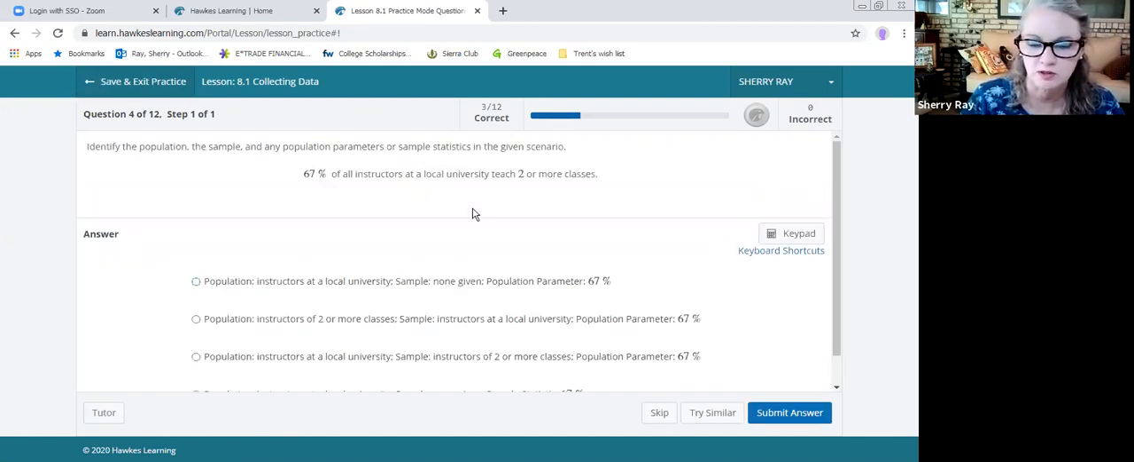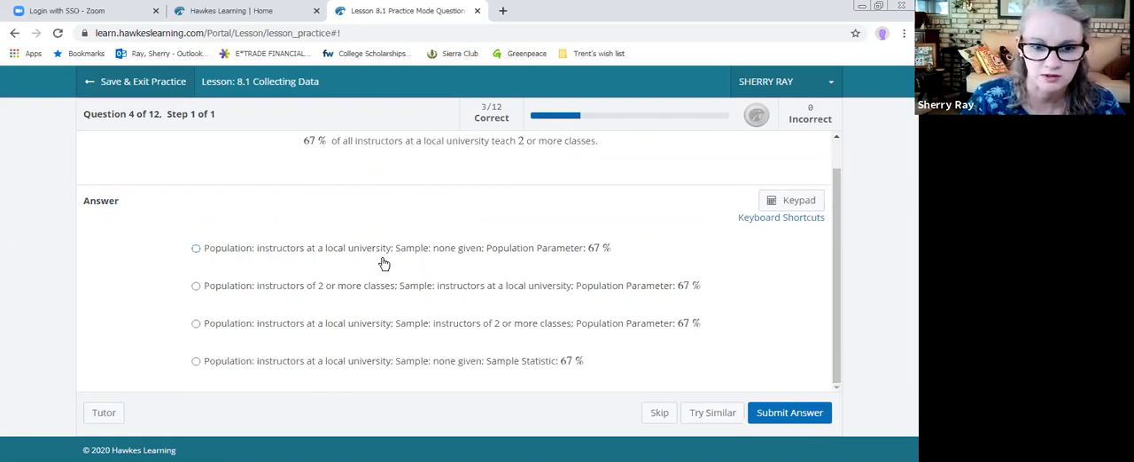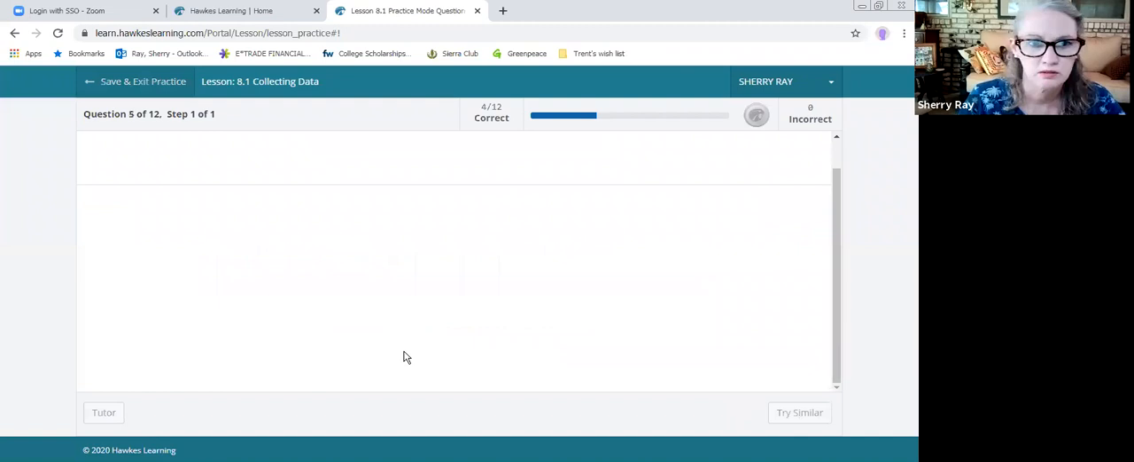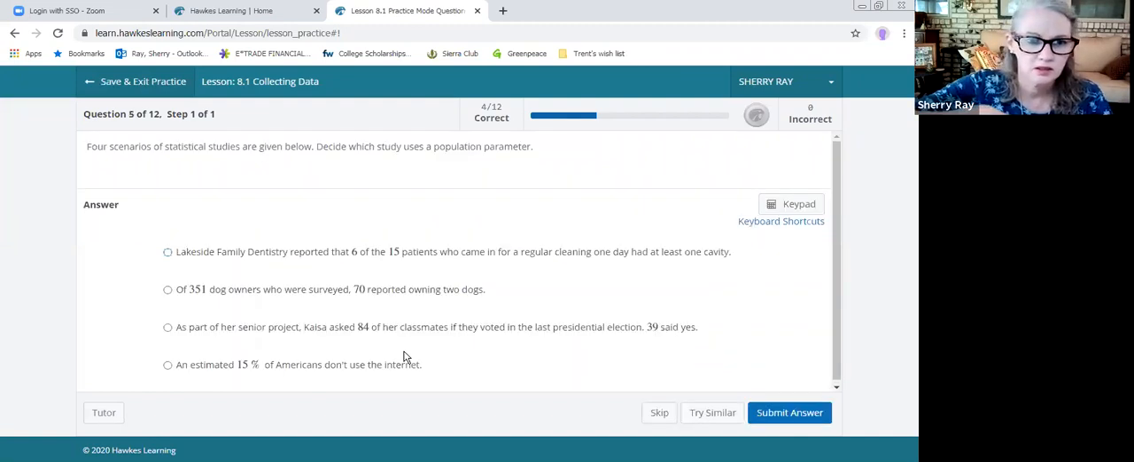67% of all instructors teach 2 or more classes. Our population are the instructors at a local university. We don't have a sample. We know that 67% teach 2 or more classes. So I believe it's this one right here. 4 scenarios are given. Decide which study uses a population parameter.